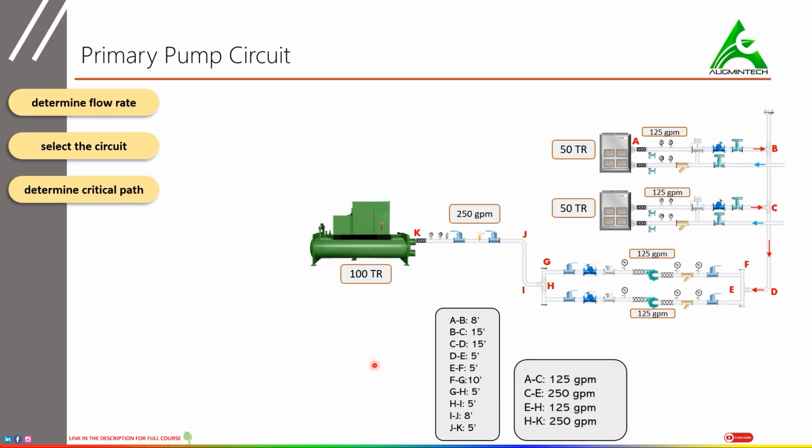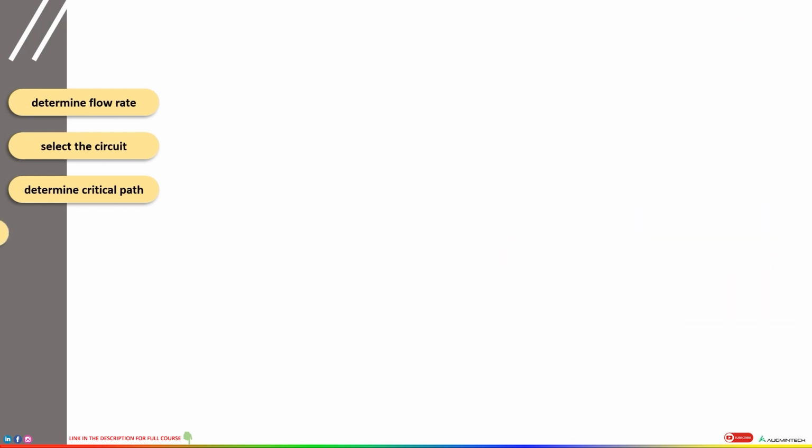The next step is to determine the critical path. So a little idea related to this I've already given you in the earlier lectures. So this is the critical path for us in case of primary pump circuit. Note that this is the path where the head loss is going to be the maximum. Alright, so what's the next step?